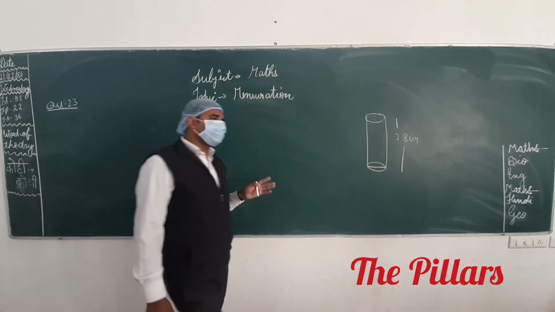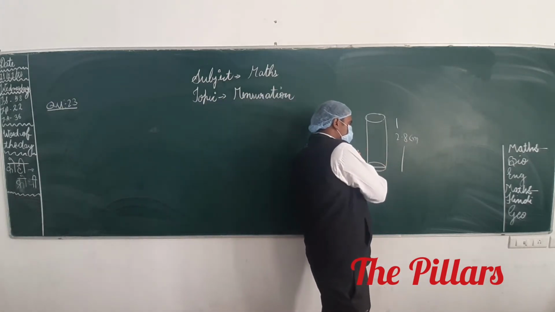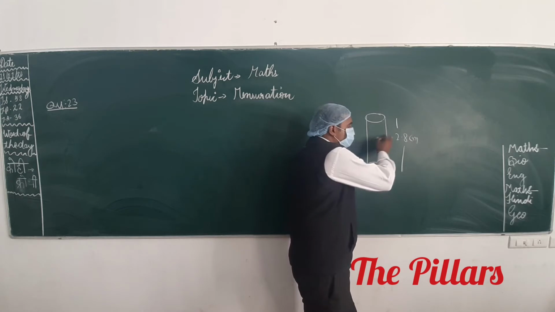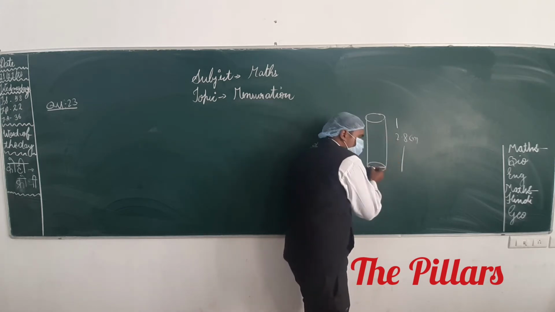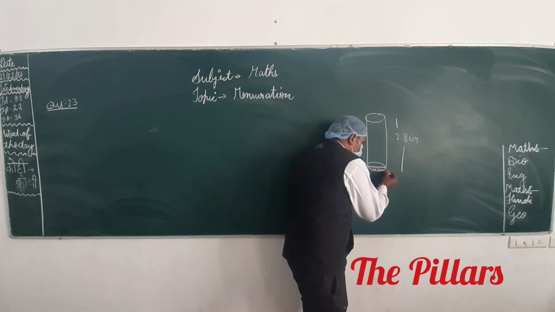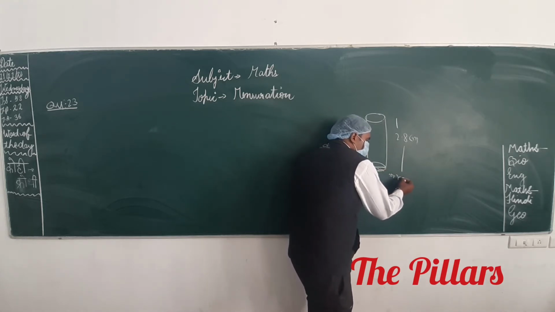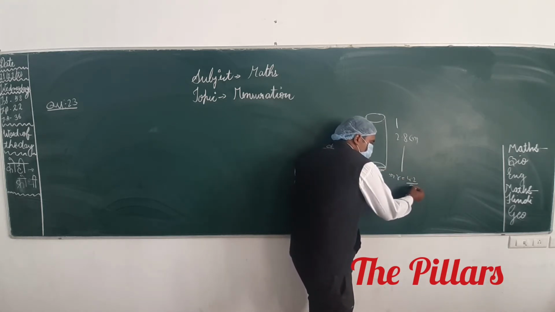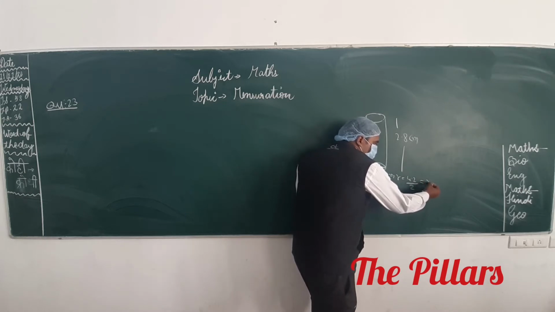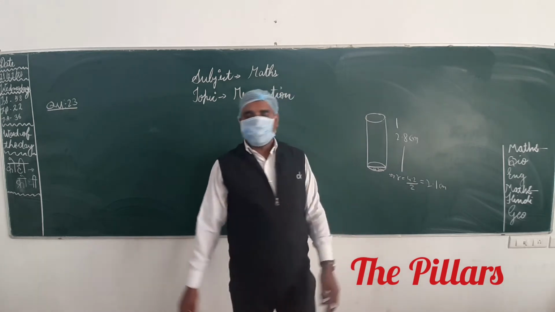We have to solve question number 23. The question says that you have a cylinder whose height is 2.8 centimeter and whose total diameter is given as 4.2 centimeter. This implies that radius equals 4.2 divided by 2, which equals 2.1 centimeter.